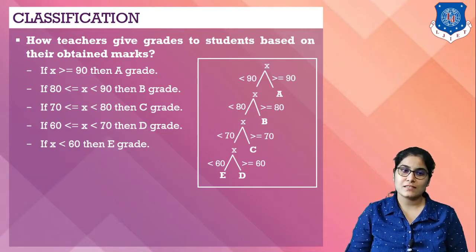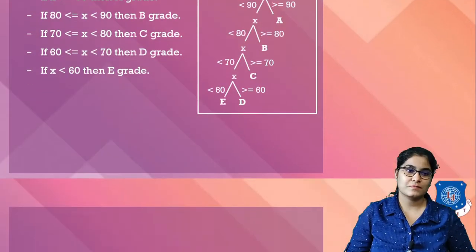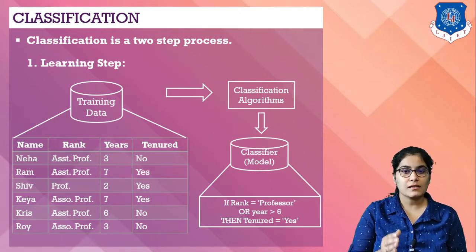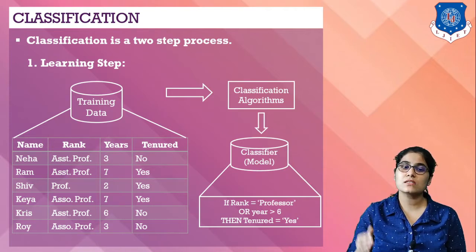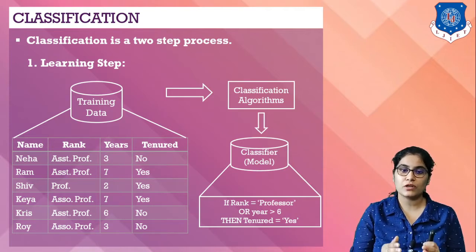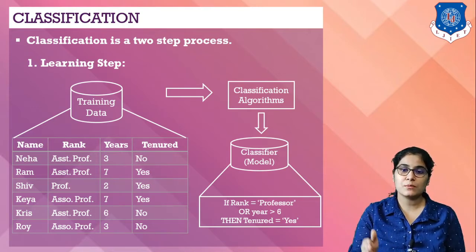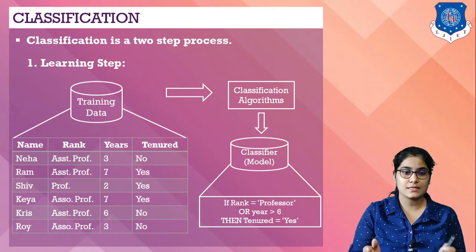Now let's discuss how classification works. Basically, data classification is a two-step process consisting of a learning step where a classification model is constructed, and a classification step where the model is used to predict class labels for given data. So let's understand how the first step works. A classifier is built describing a predetermined set of data classes or concepts.